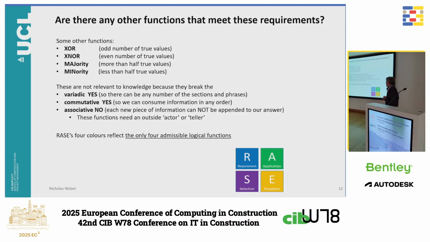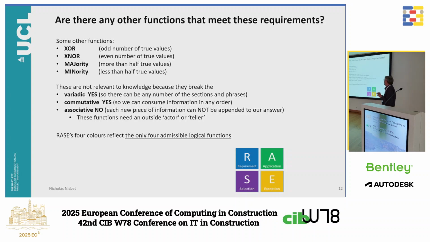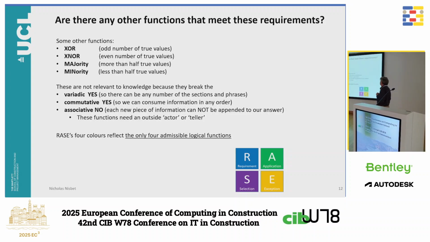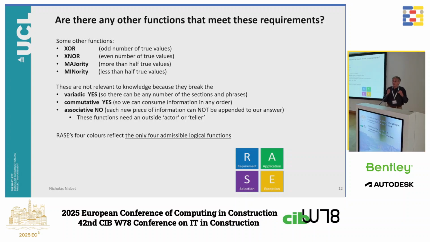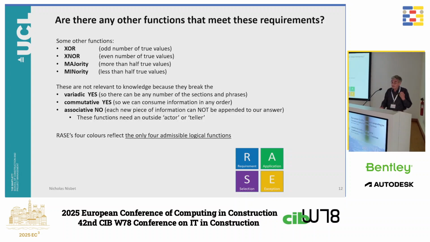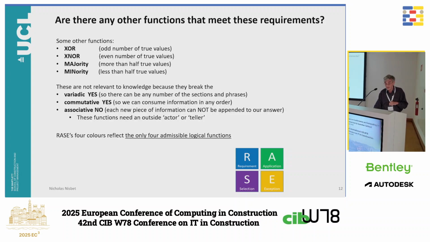So for each of those functions, you need an outside supervisor or actor, or in government, it's called the teller, the person who counts the votes. And we don't think that's really what we mean by knowledge. So we can dismiss those and say that's not applicable. If you know any regulations that include voting, I'd be very interested. So we do reach a point where, because of the logic of knowledge, we only need these 4. And that's great, because then we can get on and implement it.